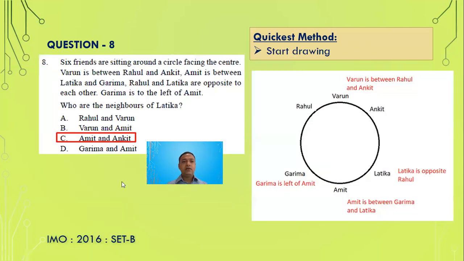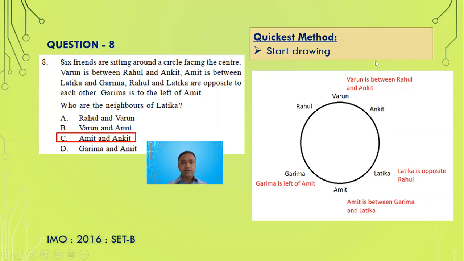Okay, next one. 6 friends are sitting around a circle. Varun is sitting between Rahul and Ankit. Amit is between Latika and Garima. Rahul and Latika are sitting opposite to each other. And Garima is to the left of Amit.